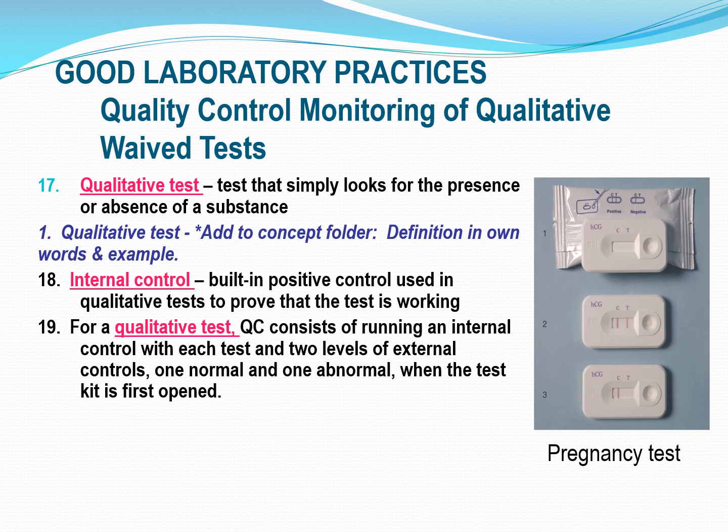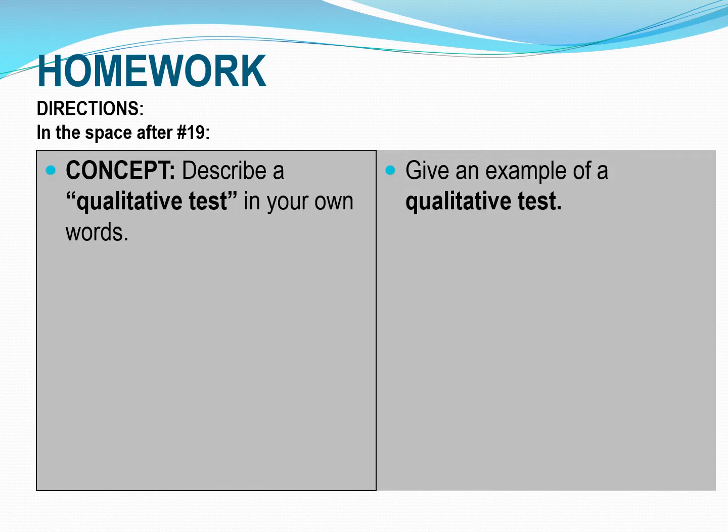Then after that, for that particular kit, all you have to do is run your patient and make sure that your internal control works. So here's your concept. Your homework, you can do this now or you can wait till later, but you're going to describe a qualitative test in your own words and give an example of a qualitative test. You want to learn to be able to write this stuff out in your own words and really understand it, because if you get a question like this on a test and it's an essay question and you have to write it up, if you haven't been doing these homeworks, you're not going to be able to effectively answer those essay questions on a test.